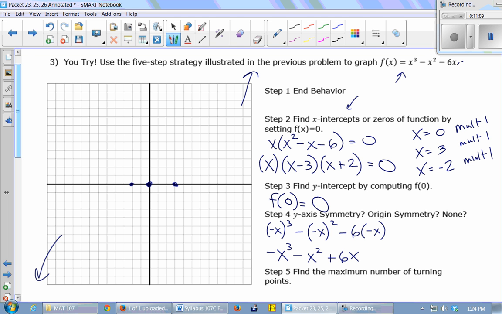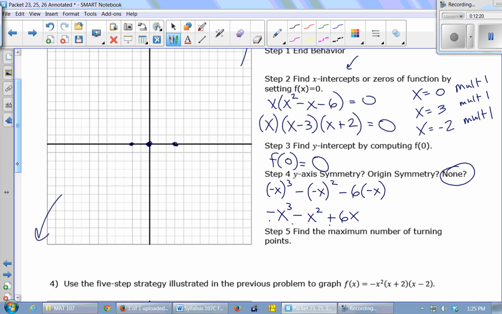I changed the x cubed, I changed the sign on the 6x, but the sign on the x squared is the same, right? So every single sign from my original function did not change, so this is neither, right? If every single sign changes, then you have origin symmetry. Okay, so now I can try to sketch this.